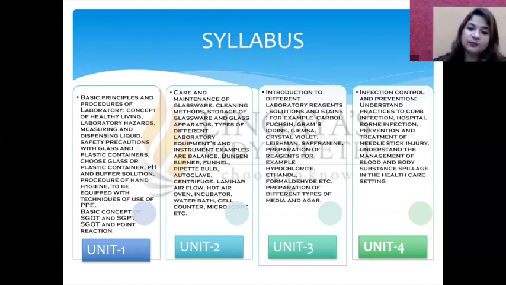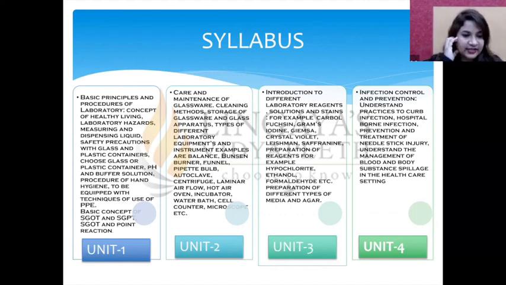It means that the basic principle and procedures which are used in the laboratory, we will be having an introduction about that. All right, we will be having an introduction to the concept of healthy living, that how a person can live healthy, how we can stop the spread of infection while working in the laboratory, what are the laboratory hazards we are at risk of, that possibly we can get into if we will not be having the proper practices, proper hygiene to curb or to reduce these infections.